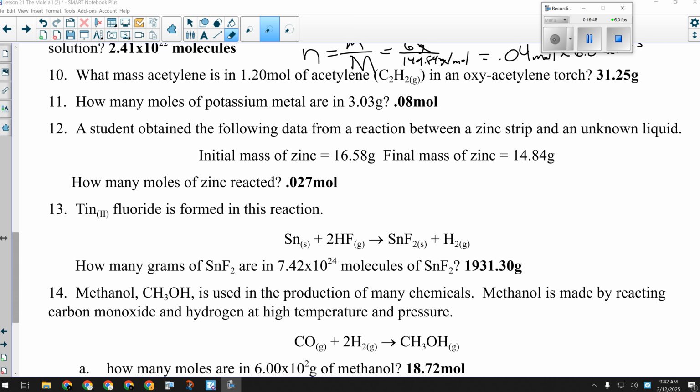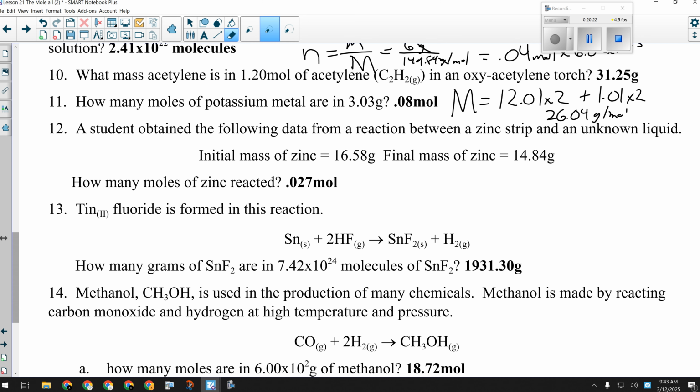Okay, guys, let's quickly have a look at number 10 here. We have 1.20 moles of acetylene. Acetylene is the stuff that's in a cutting torch. We know the formula for acetylene, so first we want to calculate the molar mass of acetylene. That's 12.01 times 2, our 2 carbons, plus 1.01 times 2, our 2 hydrogens. That should give us 26.04.